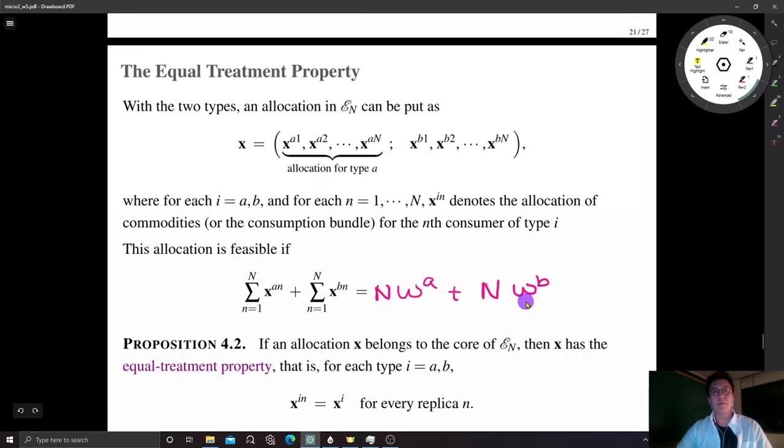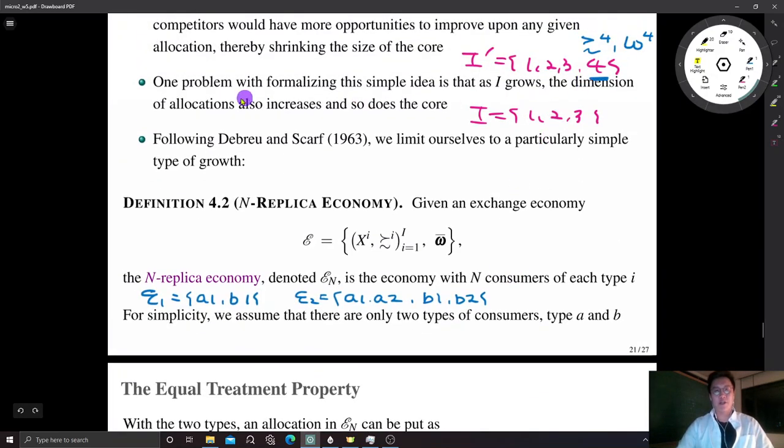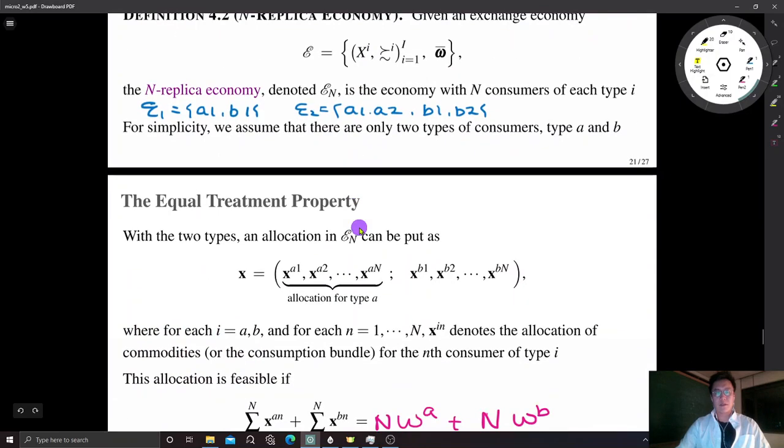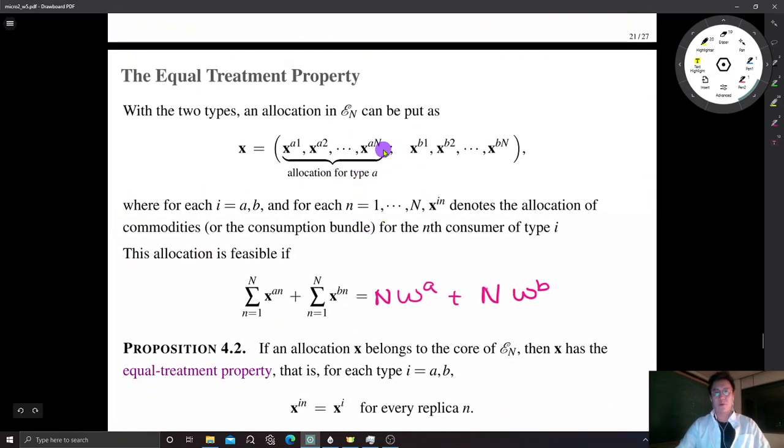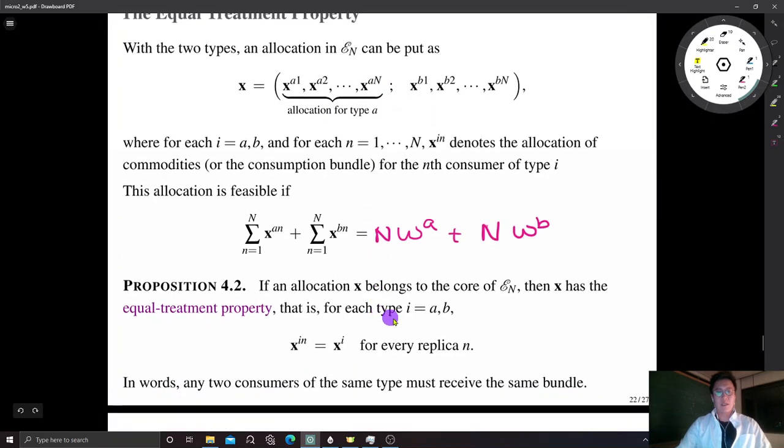All right. So now how do we handle that demand issue? Once again, as N grows, the demand of allocation also increases. So that makes the analysis of the core quite complicated. So the next proposition greatly simplifies our analysis of the core. It is the so-called equal treatment property. It states that if allocation X belongs to the core of economy EN, then the allocation has the equal treatment property.